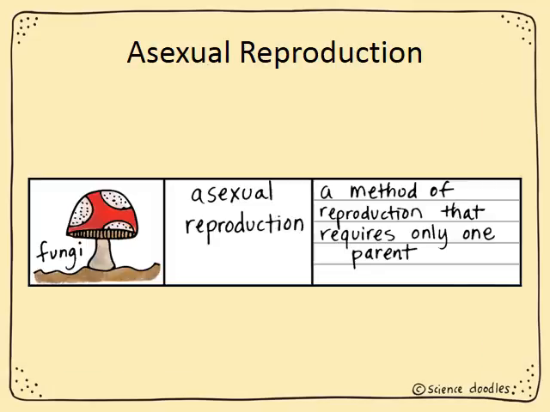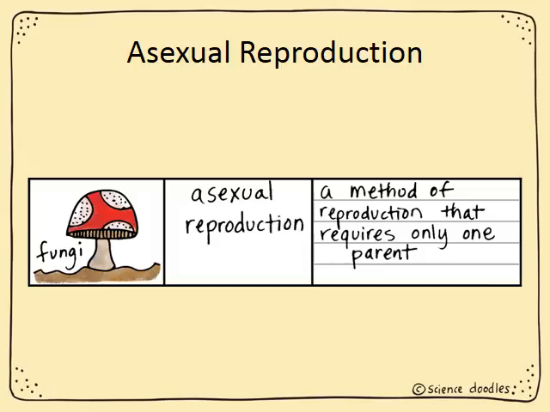So asexual reproduction is a little bit different. This is a method of reproduction that requires only 1 parent. So basically, there's a couple different ways you can do that. The cells can split. That's how bacteria reproduce. You can cut a fungus in half, and then it will regrow, and the other half will regrow, and now you have 2 fungi. So asexual reproduction is just a little bit different.